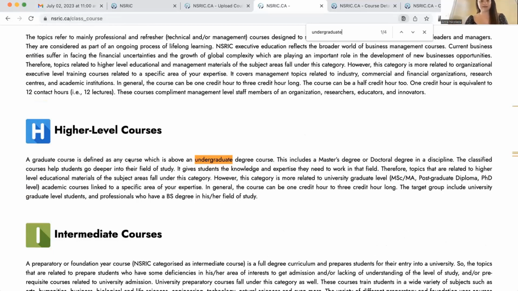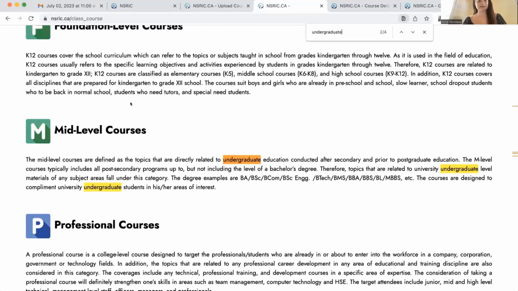Graduate course is defined as any course which is above undergraduate level. Okay, so that's not quite it, because that would be above undergraduate, and we're looking for something that is undergraduate. So I'll move to the next one. This one says mid-level courses. Mid-level courses are defined as topics directly related to undergraduate education. Okay, so this is probably it, but let's keep reading. After secondary, prior to postgraduate education. Okay, so before postgraduate, but after high school.